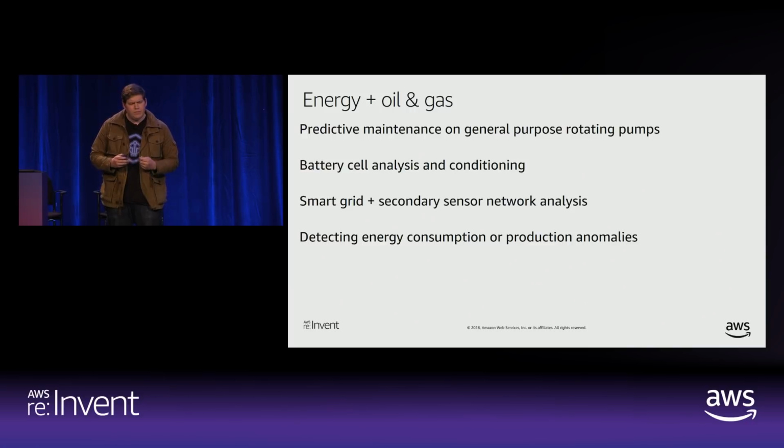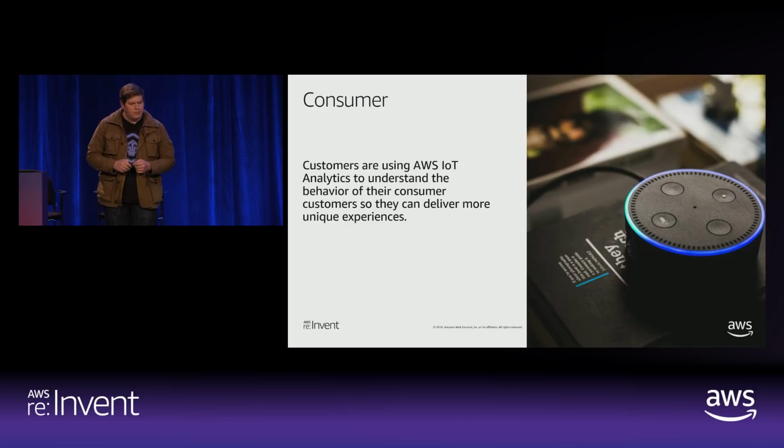A lot of these energy companies are very worried about safety, obviously. And so if there's anomalies that are happening in terms of how they're generating power or distributing it to the grid, they want to know about that as quickly as possible.